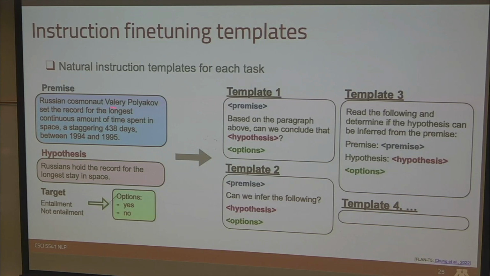So given this input and output pairs, how do we construct instructions? We can basically say, based on the paragraph above, this one here, paragraph premise here, can we conclude the hypothesis? And we give the options, either yes or no. And the output will be either yes or no, right? Or we can rephrase the instruction and say, read the following and determine the hypothesis, if the hypothesis can be inferred from the premise. Or we can just be more simple and say, can we infer the following, by providing this premise and hypothesis.